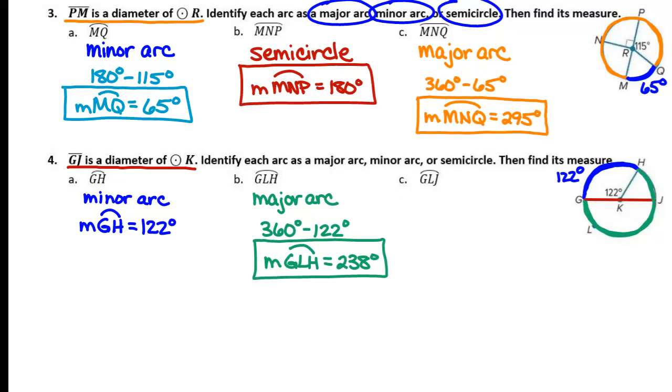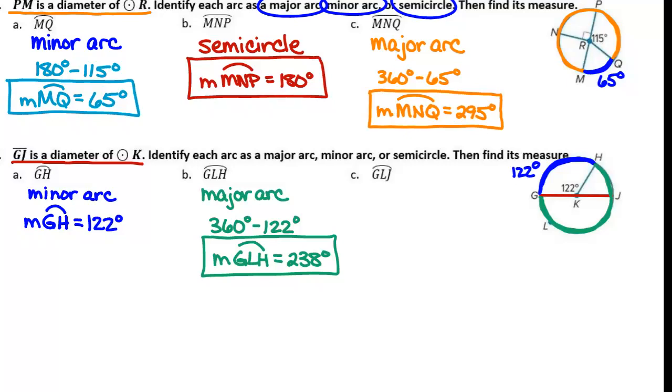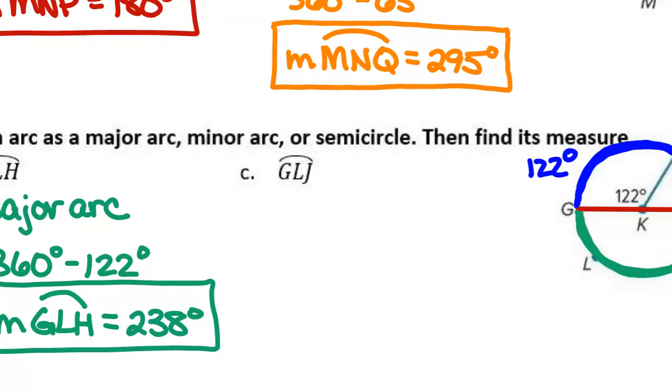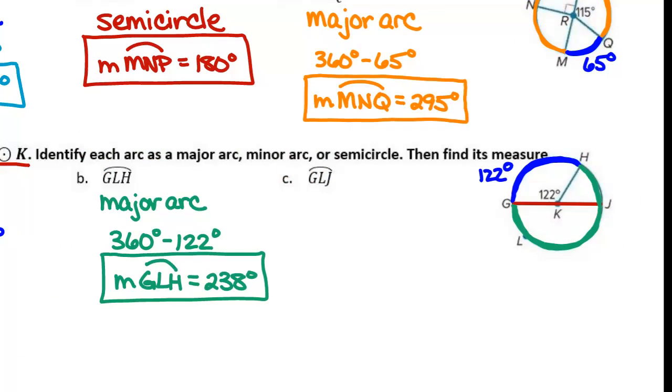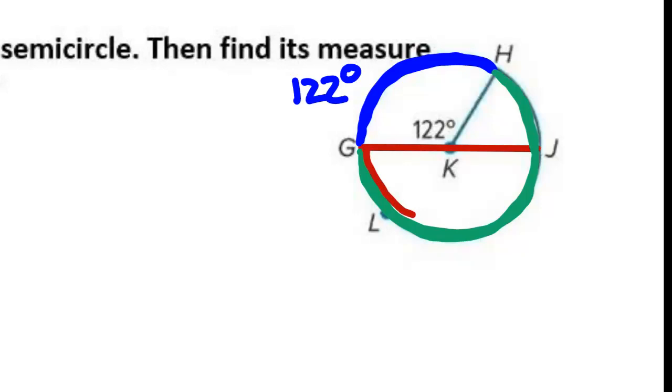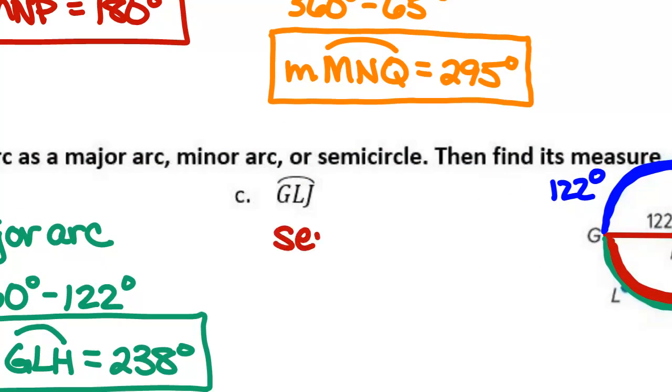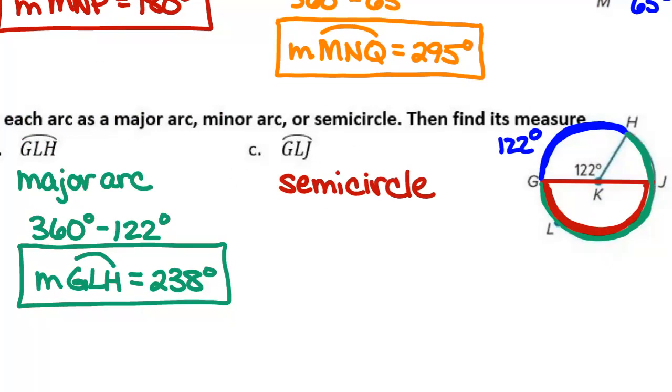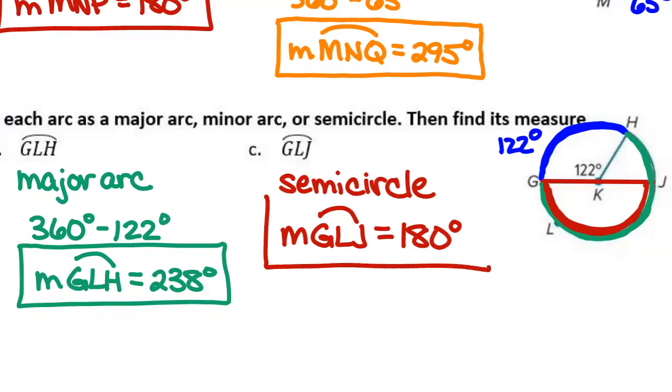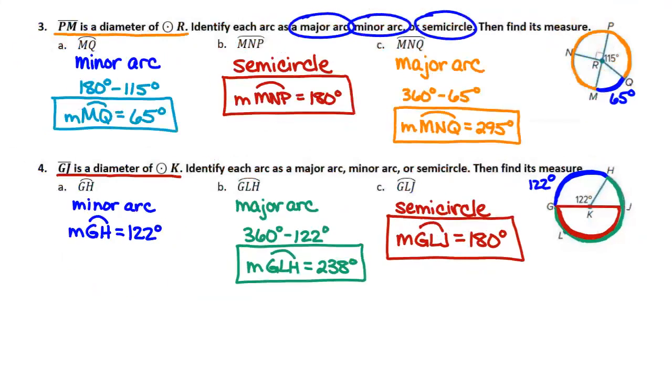All right, last one for this page. The measurement of arc GLJ. Is GLJ a minor arc, a major arc, or a semicircle? Semicircle. GLJ would be this bit right here in red. So that would be a semicircle, which means it has a measure of exactly what? 180. Beautiful. Let's go ahead and flip the page.